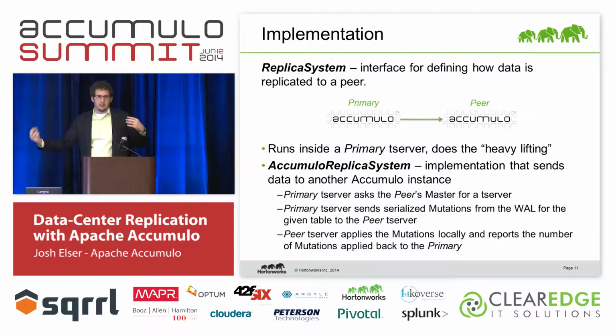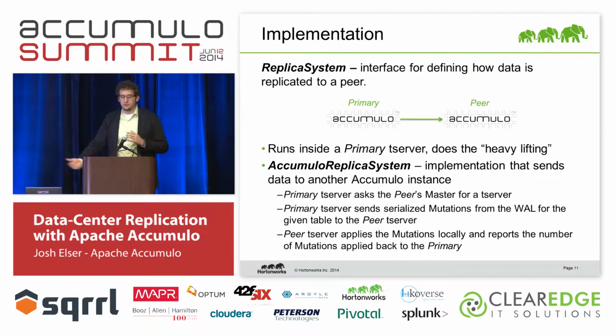The remote is spinning up a batch writer and writing it to the table, and suddenly we have data on the remote side. The final step is that the remote side will be doing bookkeeping, and it'll say, okay, I applied this many mutations. I'm going to inform the primary and make sure that it knows that I recorded this many, so we know that we didn't lose any data in transit.